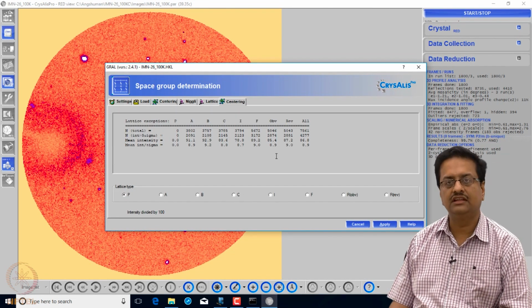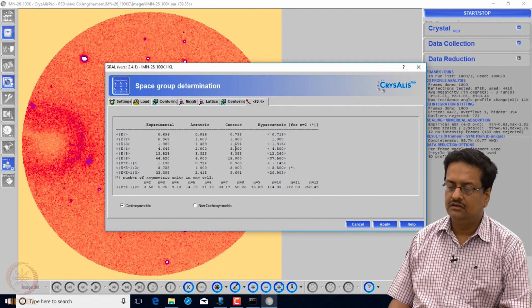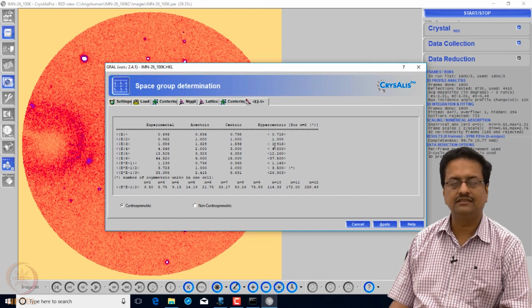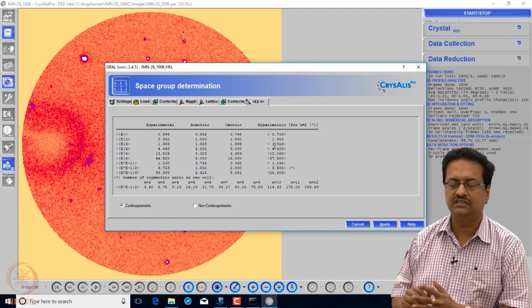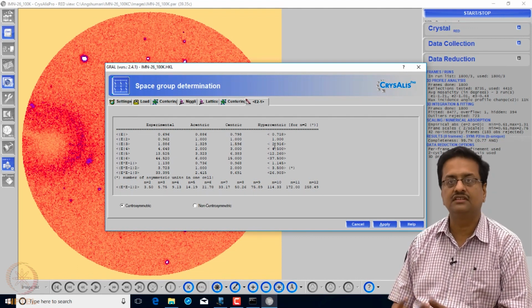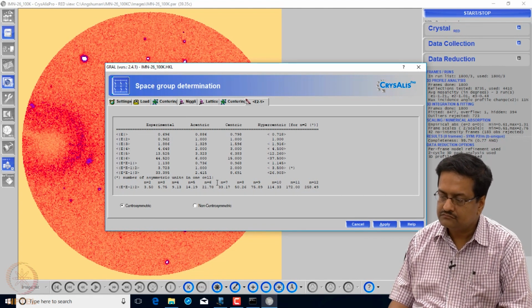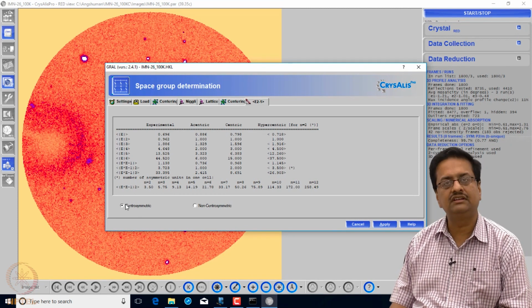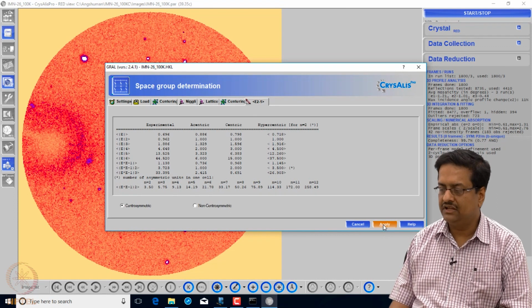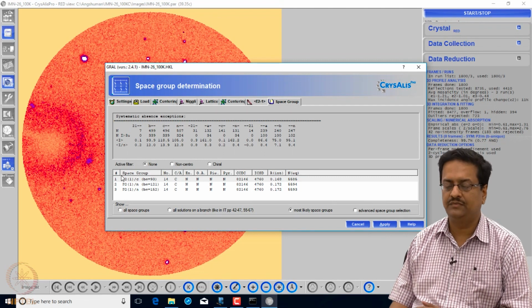Again, it is looking for the lattice centering. We apply it, and then here it shows the E statistics for centrosymmetric and non-centrosymmetric, which we have also discussed, how to decide whether a particular data is from a centrosymmetric crystal or non-centrosymmetric crystal. So based on the E square data here, it is concluding that it is a centrosymmetric structure. So we apply centrosymmetric, and then it gives you options to choose the space group.